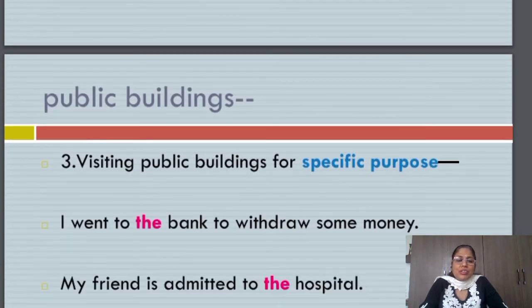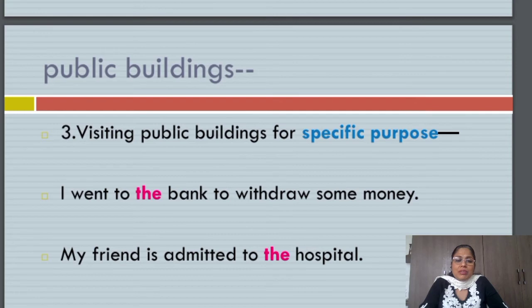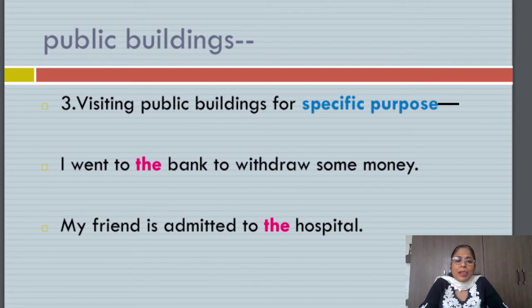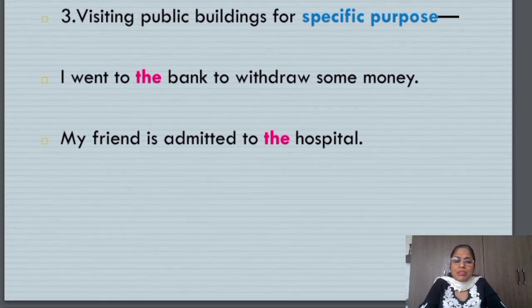The third usage of the is when I visit a public building for a specific purpose. I say I went to the bank to withdraw some money. So I don't say I went to a bank. Why not? Because I went to that particular bank which has got my account. Therefore, the bank. My friend is admitted to the hospital. There are many hospitals, but my friend is admitted in a particular hospital only. Therefore, it is the specific hospital.